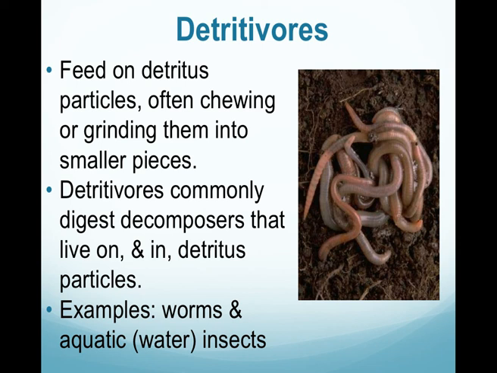Detrivores feed on the detritus from our decomposers. They chew it and grind it down into smaller pieces. This is really what happens when somebody is composting. They make the soil richer with this. They return those nutrients and minerals to the soil. They commonly digest decomposers that live on and in the detritus. Examples are worms and other small aquatic insects.